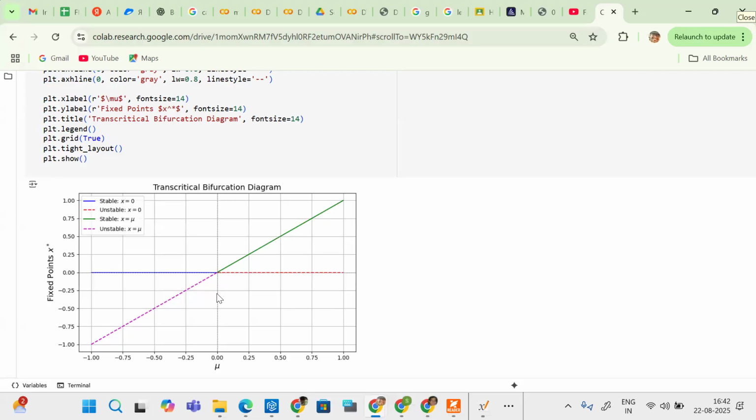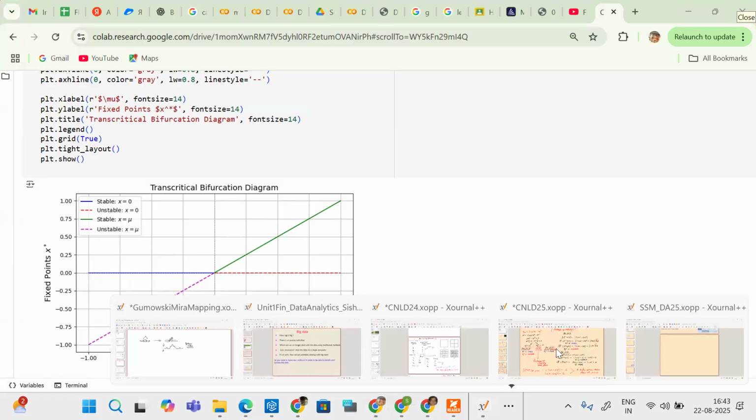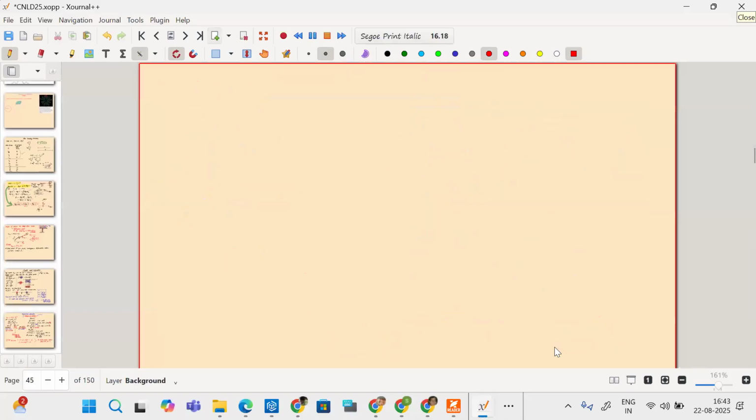A new name. In saddle node bifurcation, what happened? They come closer, collide, annihilate, destroyed. No other fixed point there. But here they come closer, collide, but exchange their stability and go back. Is it understood? Your group is understood, right? Okay. I hope it is clear.